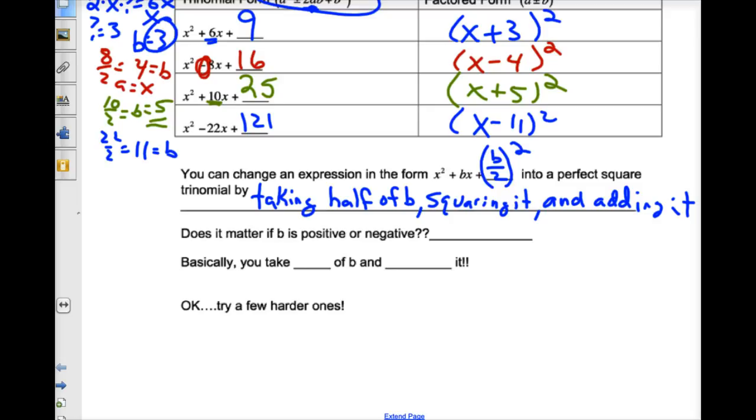So, C really equals half of B quantity squared. On a perfect square trinomial only. It doesn't matter, guys, if it's positive or negative at the very beginning. But doesn't the last part have to be positive? No. Just know that if it's negative, it's going to be minus in your factored form. If it's positive, it's going to be a plus in your factored form. Basically, you take half of B and square it.